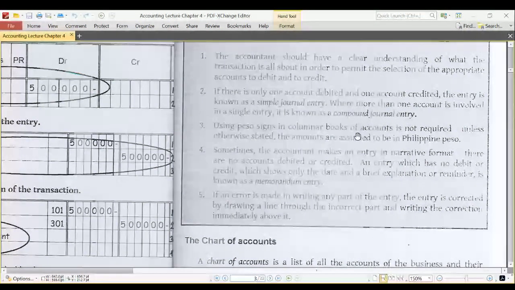Ano pa ba? Basta marami pa yan eh. Basta anything na hindi pa makaka-apekto sa financials natin, tapos gusto ni management i-record, magkakaroon lang ng narrative, memorandum entry na lalagay natin.